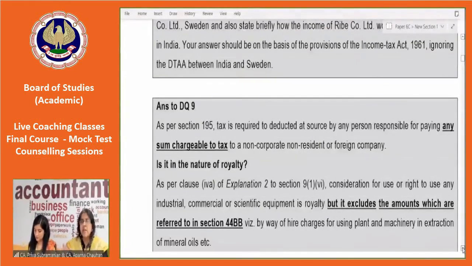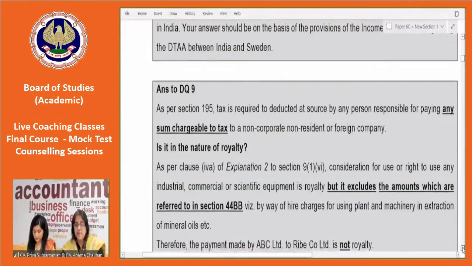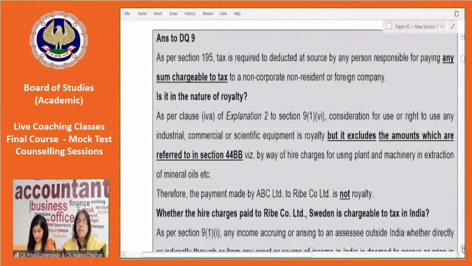In any other case, suppose it was not for extraction of mineral oils, because it's for right to use industrial commercial equipment, it would have fallen under royalty. But in this case, because it's an amount which is referred to in 44B, which is a presumptive tax provision for foreign companies, non-residents, for hire charges for using plant and machinery, therefore it falls outside the definition of royalty. Okay. Now we go to examine whether it's chargeable to tax in India.